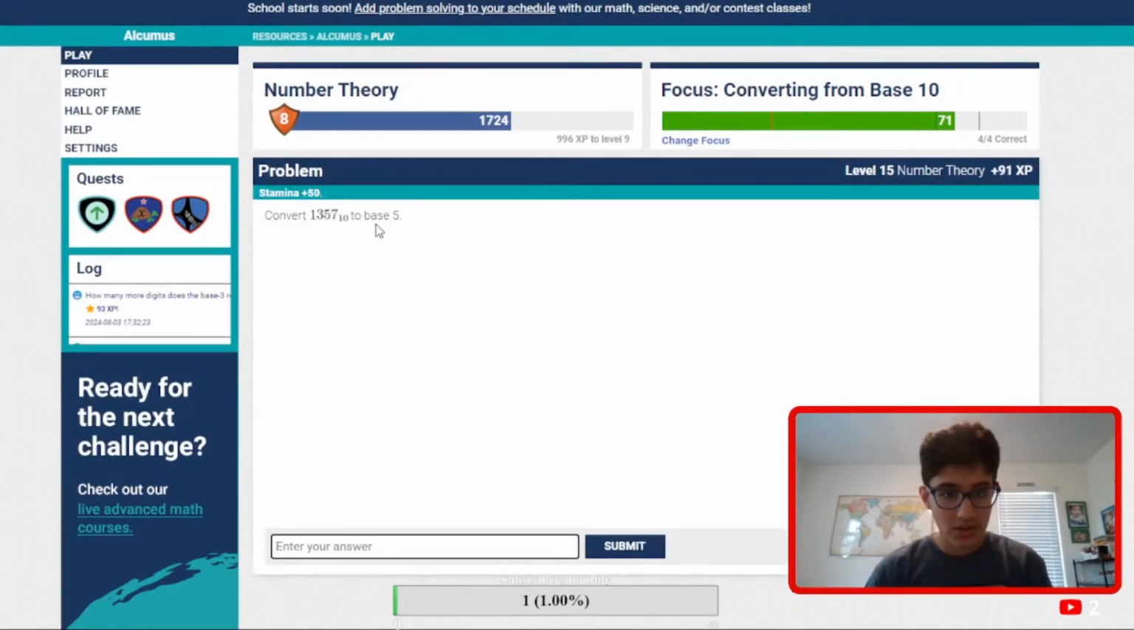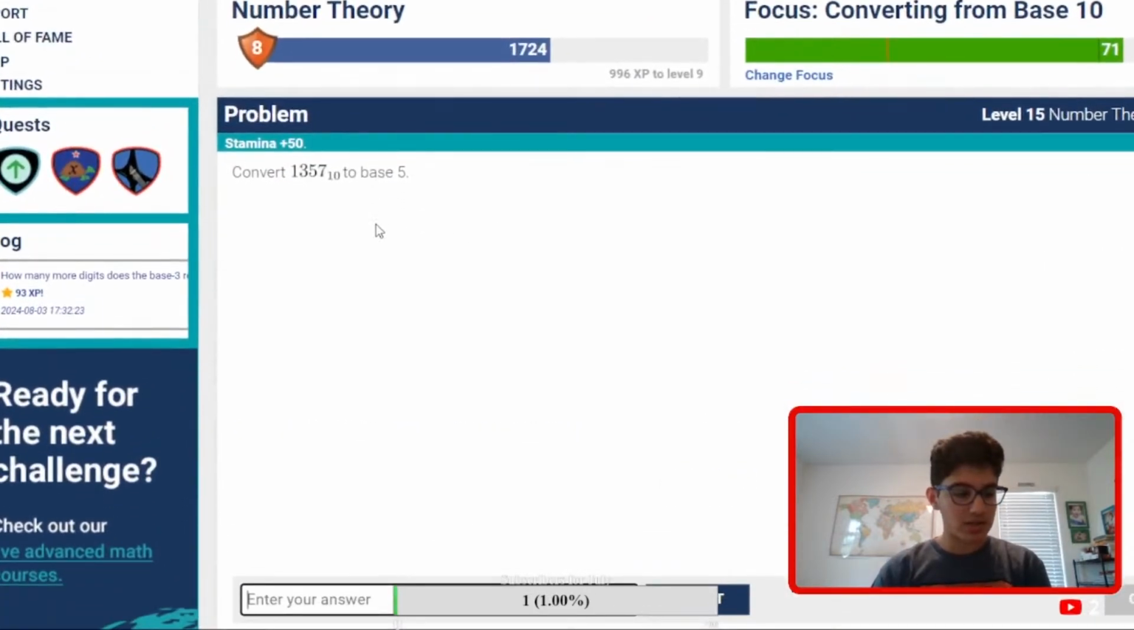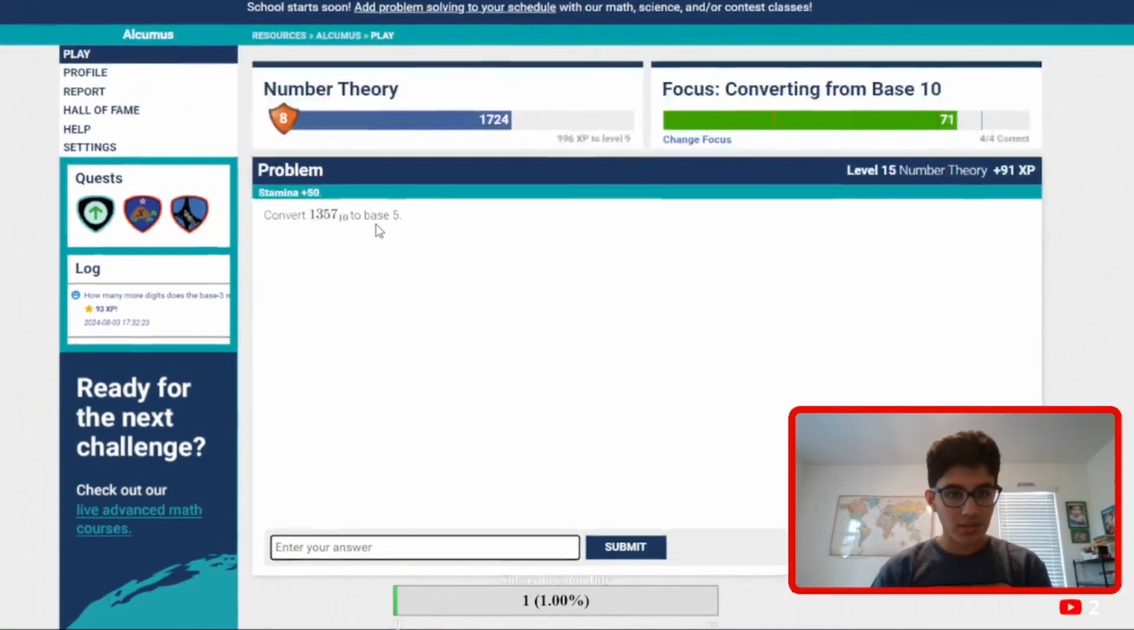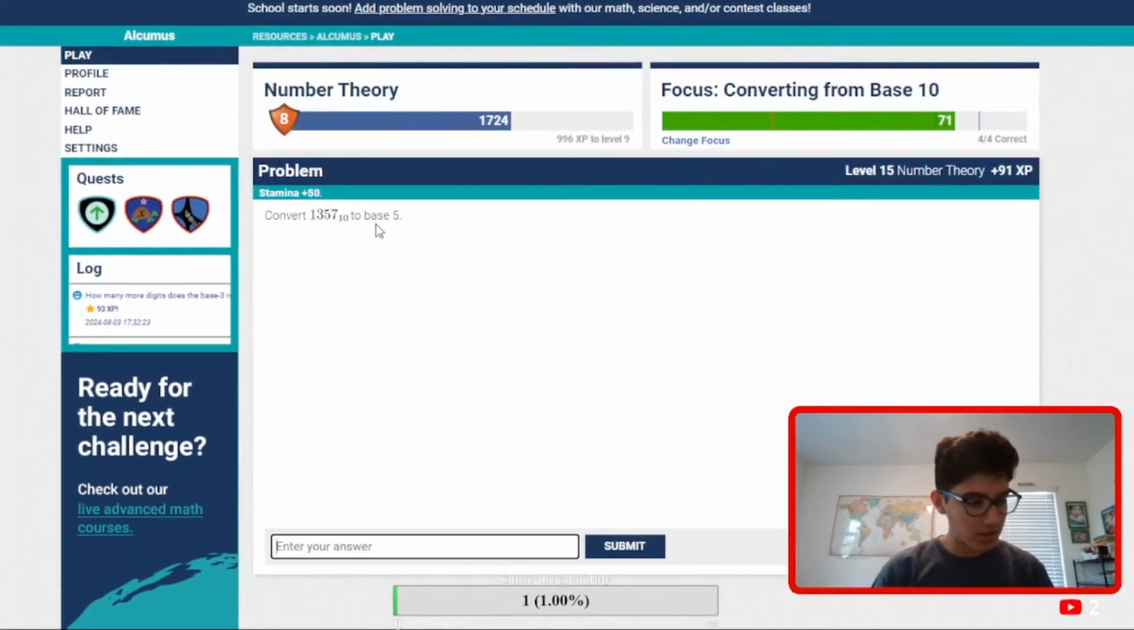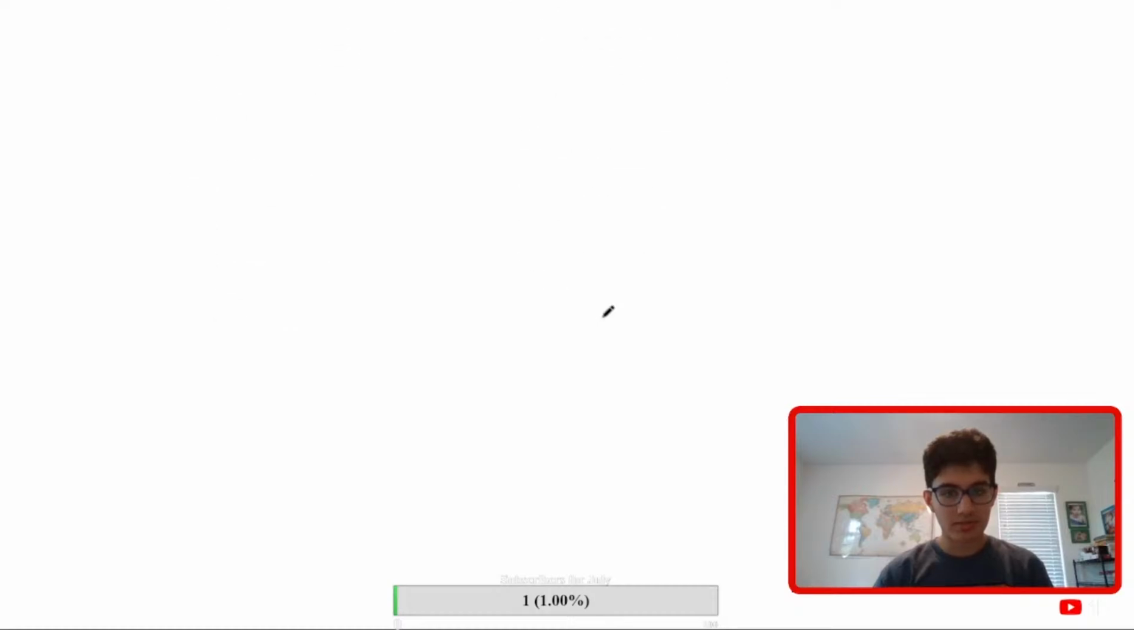Okay. Convert this to base 5. Perfect. I think there is a shortcut for this, like a faster way to do it, but I kind of forgot that. So instead, we'll see if we can manipulate it somehow. 1357 base 10. So that'll be, well, wait, sorry. Basically, yeah, 5 to the 4th is 625. So we'll have one of those. Maybe we'll have two of those. Yeah, I think we'll have two of these.